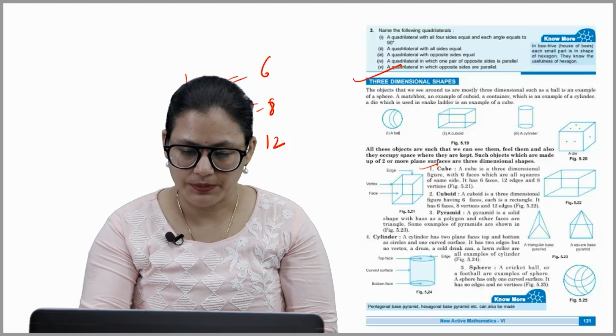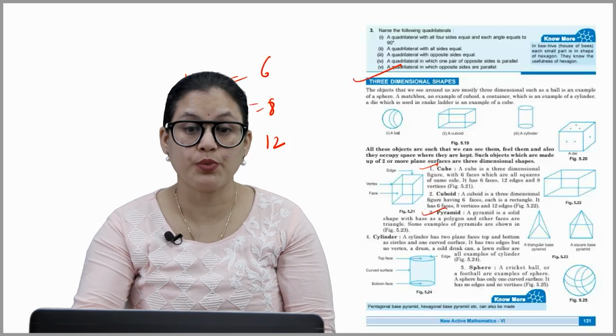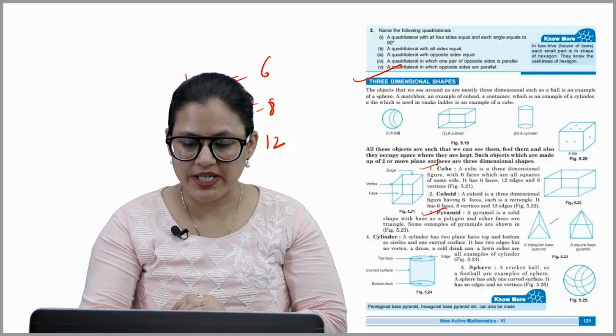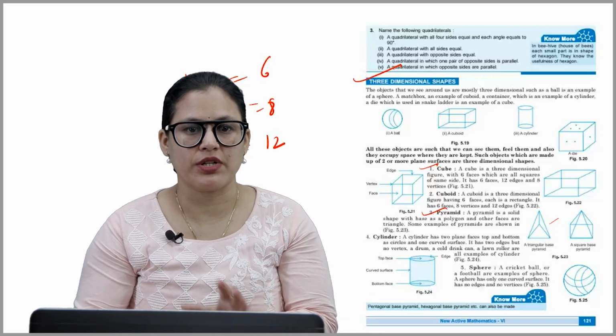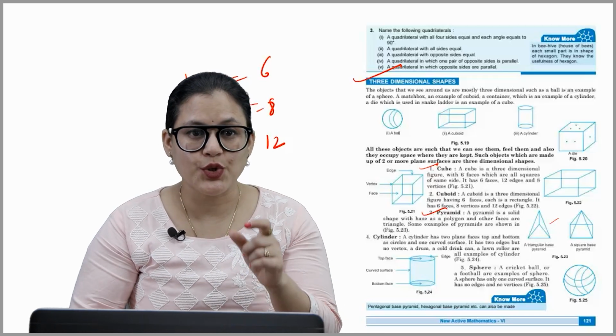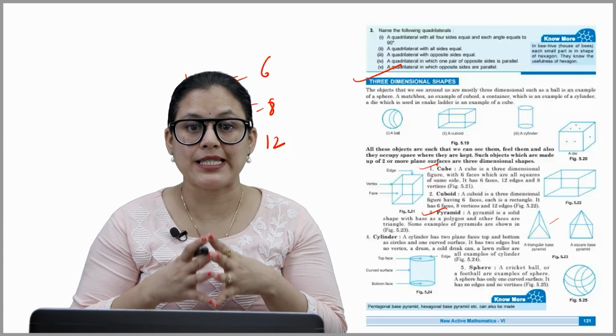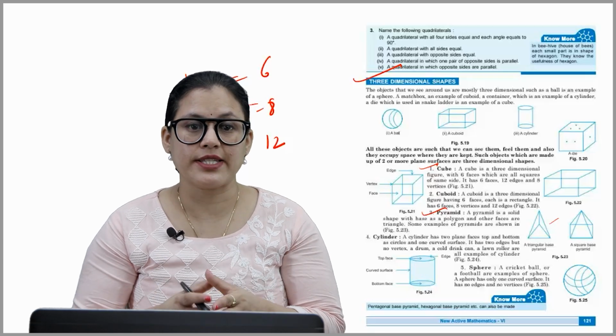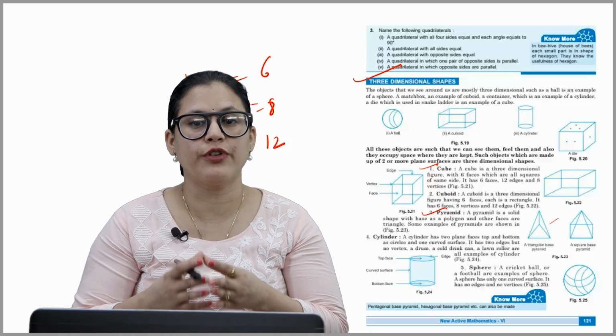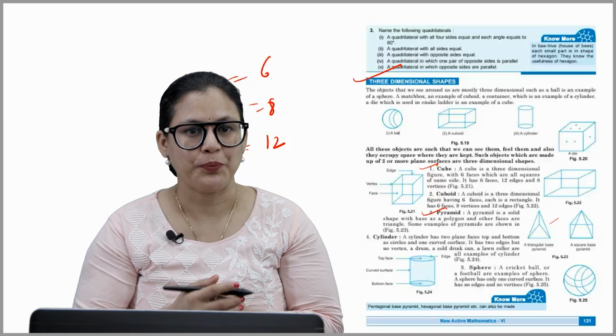Number 3, pyramid. This is a pyramid. This is a triangular base pyramid. This is a square base pyramid. A pyramid is a solid shape with a base as a polygon and other faces are triangles. Some examples of a pyramid are shown in this figure.